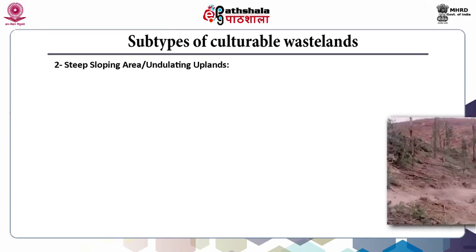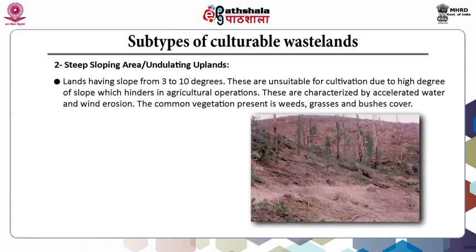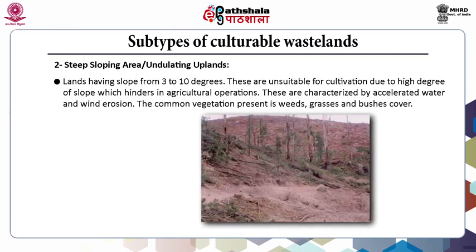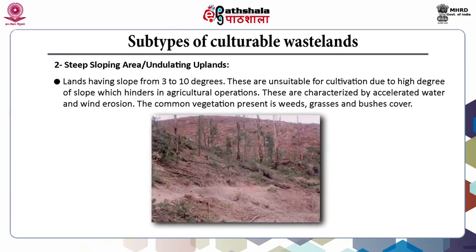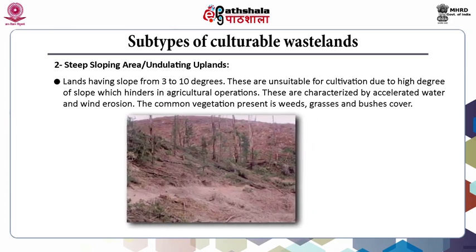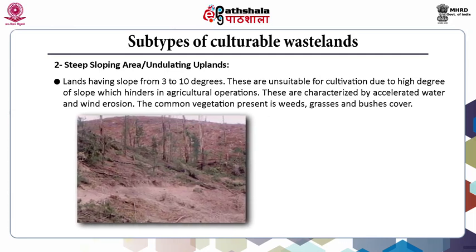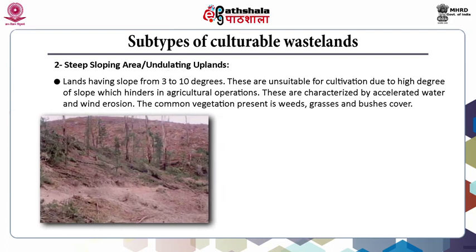Steep sloping area or undulating uplands. Lands having slope from 3 to 10 degrees. These are unsuitable for cultivation due to the high degree of slope which hinders agricultural operations. These are characterized by accelerated water and wind erosion. The common vegetation present is weeds, grasses, bush covers, etc.